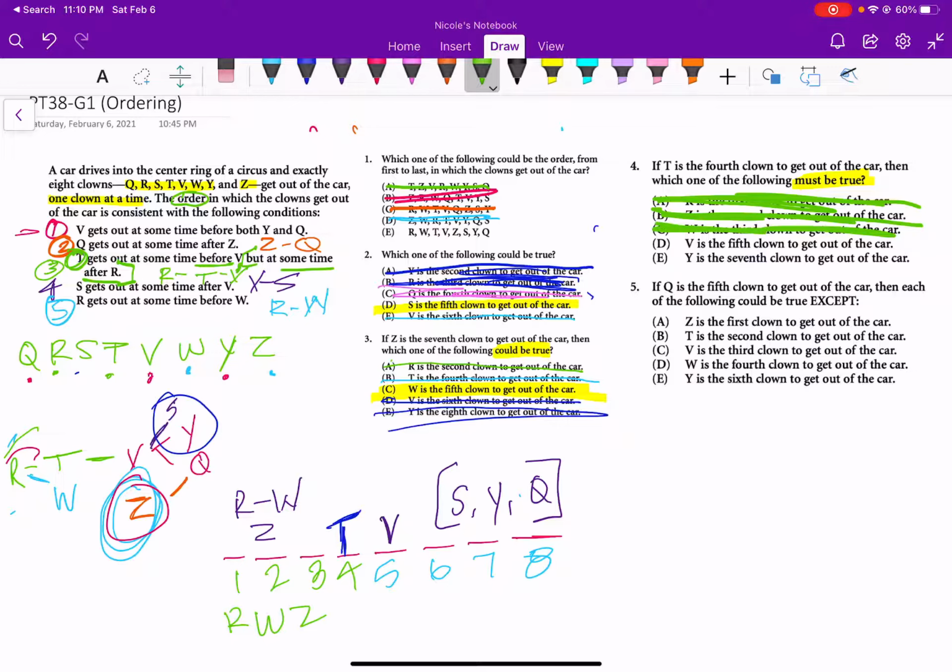Must it be true that V is the fifth clown? Ooh, I like this one because do we see how we have V in fifth and it is solid and it is here? What about Y is the seventh clown? Nope, because remember, these could go in any order. There's no relationship between these three variables. So that one is pretty easy for us to cross off. And so our answer is going to be D.